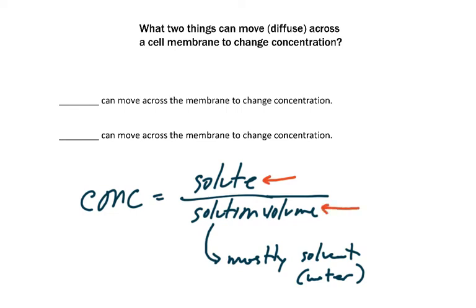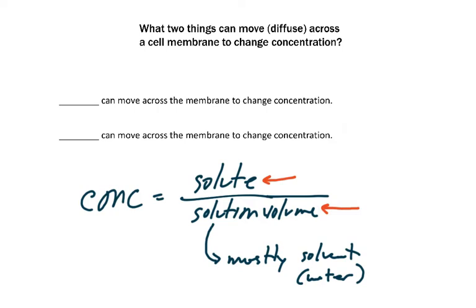We have kind of like two options. We can change the amount of solute in the numerator, or we can change the solution volume by changing the amount of water in the denominator. So those are exactly the two things we're going to look at and what they're referred to as.